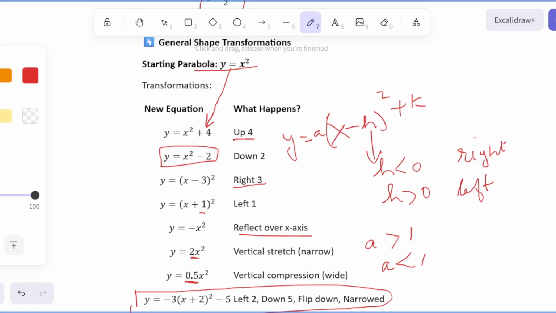Okay, if I take one example, you have to tell me what is the horizontal shift and what is the vertical shift.